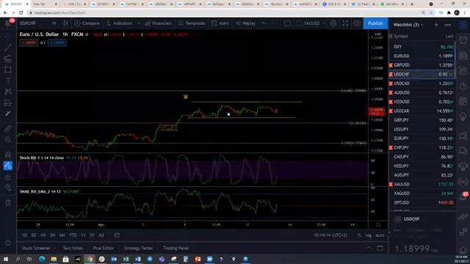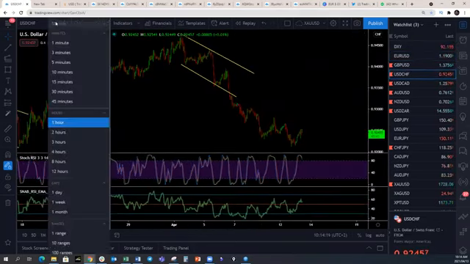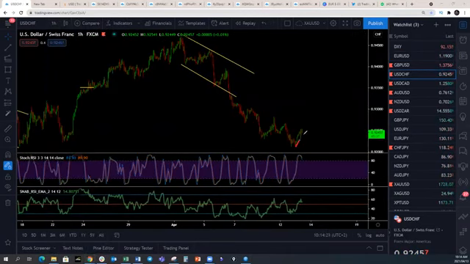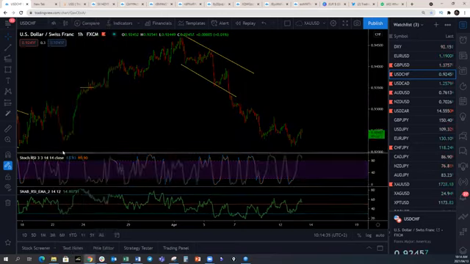US dollar CHF. Let's go 4 hour. So if you look on the 1 hour, US dollar CHF is going to continue lower. This is going to continue lower. There's not a trade setup. I'm just showing you direction here. It's going to continue lower. We're still coming down here. That is US dollar CHF. Let's go to the 4 hour, see if we've got a trade setup on the 4 hour.